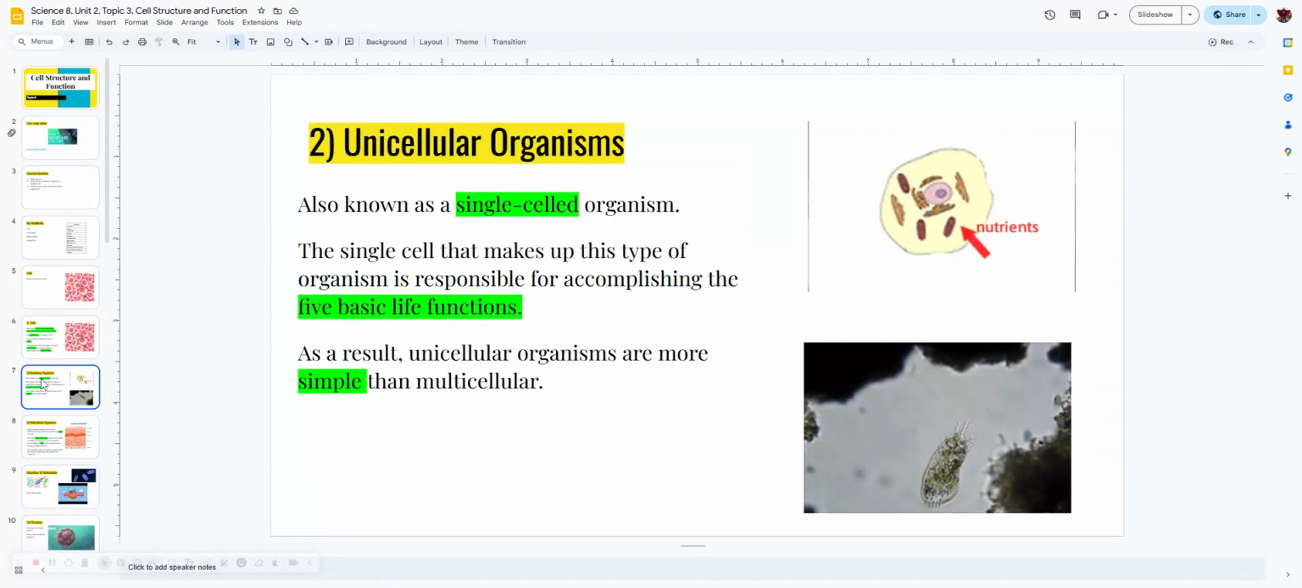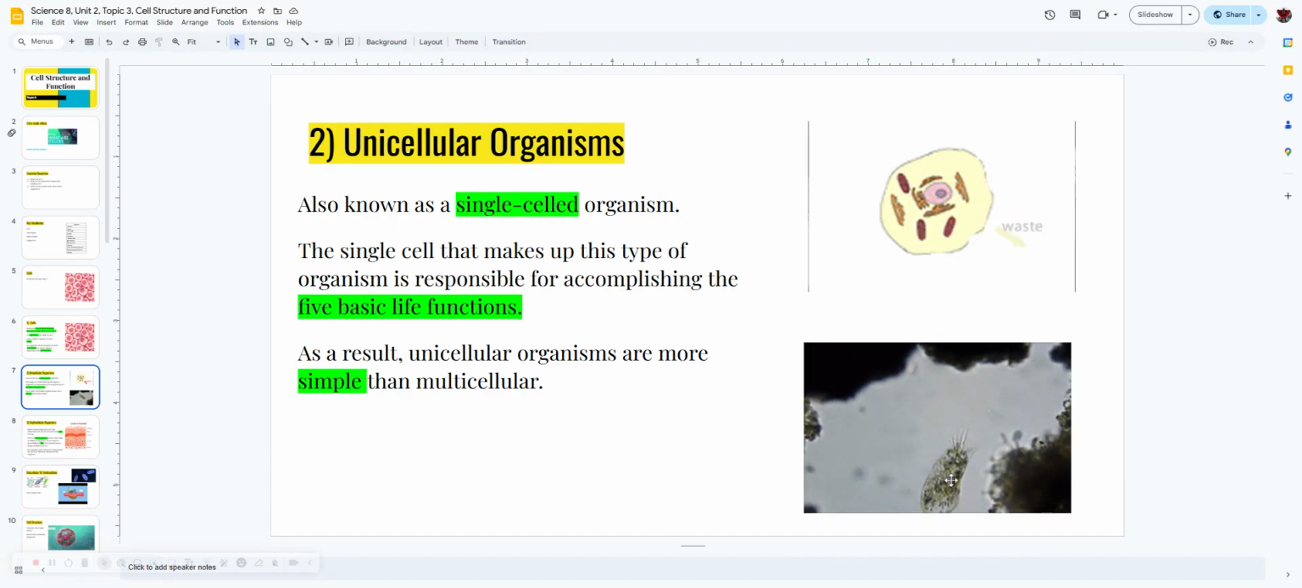Awesome. Moving on. So talking about unicellular organisms a little bit, okay? So here we have down here some kind of a unicellular organism, okay? And this is microscopic. It's been zoomed in many times so we can actually see this little guy, okay?